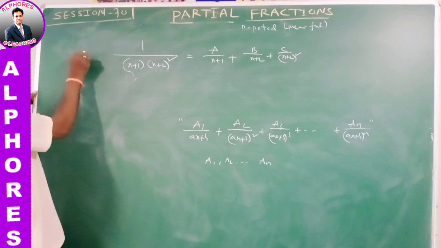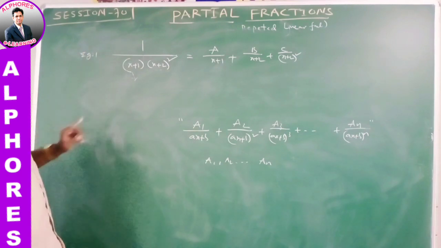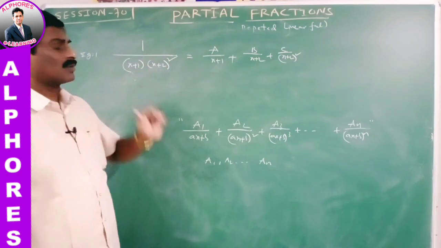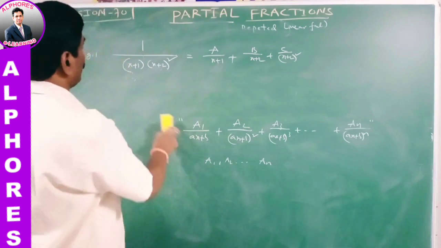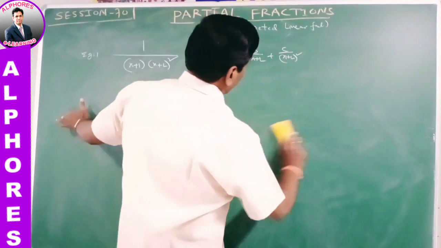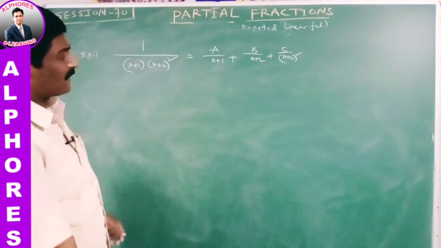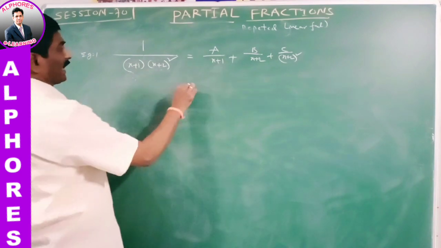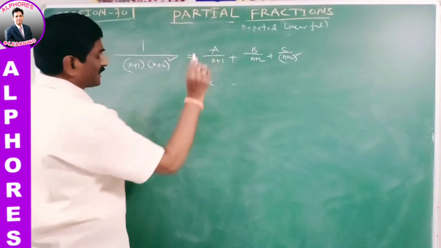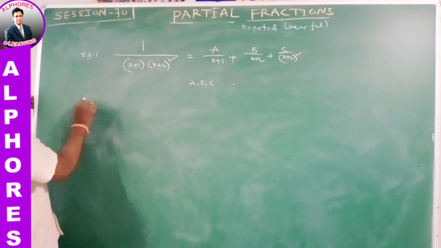Example 1: 1 by (x plus 1) into (x plus 2) whole square is equal to a by (x plus 1) plus b by (x plus 2) plus c by (x plus 2) whole square, where a, b, c are constants which are to be determined. Suppose the problem is in this way.